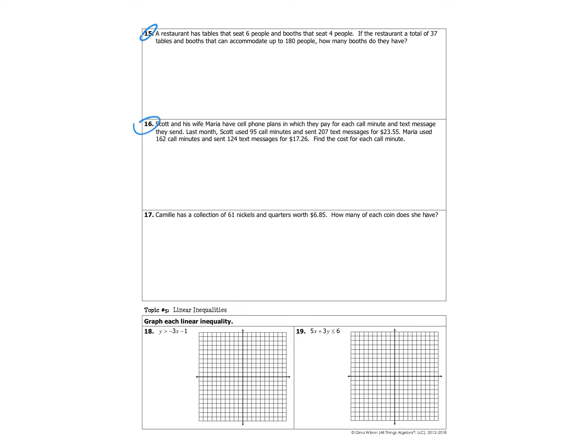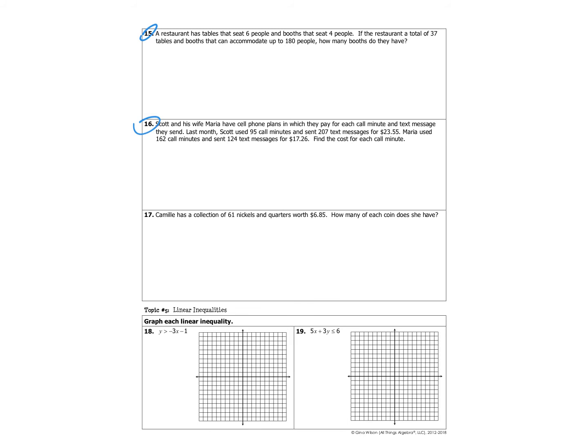Your two equations are 95x plus 207y equals 2355, and 162x plus 124y equals $17.26. And I used elimination for those, and you have to multiply the top equation by 95, the bottom equation by 162. You get some big numbers, but if you do the math, it all works out.